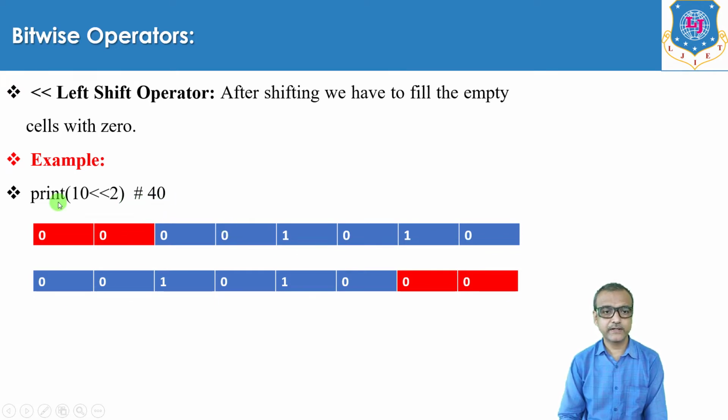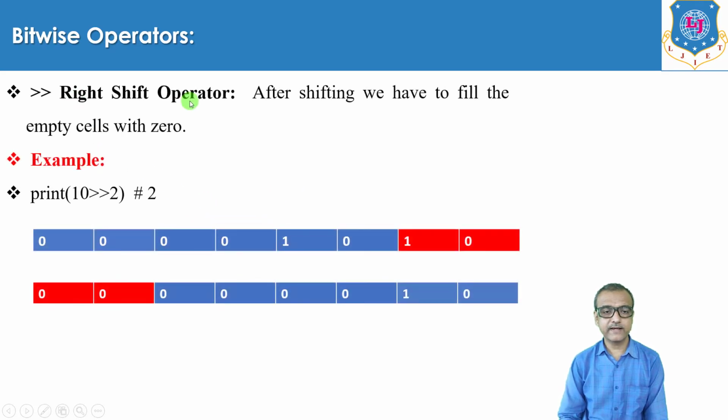We have one shortcut technique for the left shift operator also. If we have to shift decimal 10 by 1 bit in the left direction, what will be the output in that case? We have to multiply 10 by 2 raised to 1. It will give you 20. Similarly, if I have to shift decimal 10 by 2 bits in the left direction, then what will be the output in that case? I need to multiply 10 by 2 raised to 2, that is 4, and multiply 4 by 10, you will get 40. In this way you can apply the shortcut technique also.